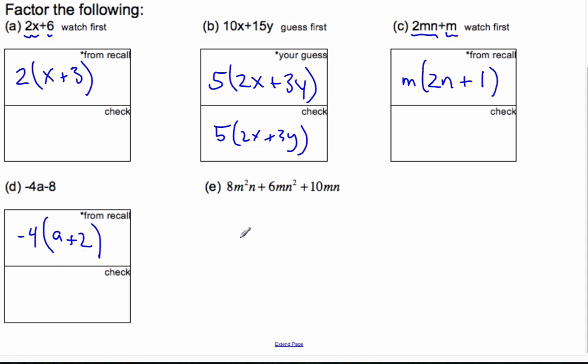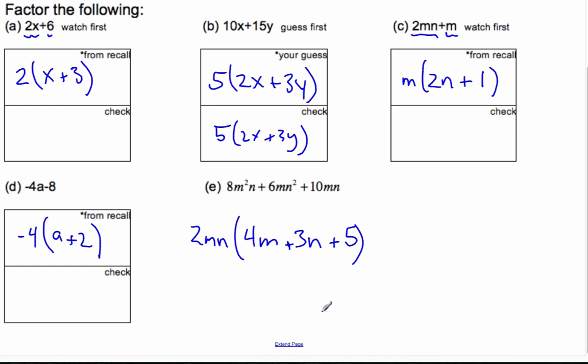Okay, so again, you should either by recall or by guessing, try this one. Look at each of these terms and see what is common. And when I look at it, I know they're all even, so they're going to have a 2 in common. And they all have at least one m, and they all have at least one n. And so if I pull out a 2mn from this term, I get a 4m. These two multiply to get 8m squared n, plus, well, a 3, the m has been pulled out, an n, plus I get a 5, the mn are already here, and this is a factorization.